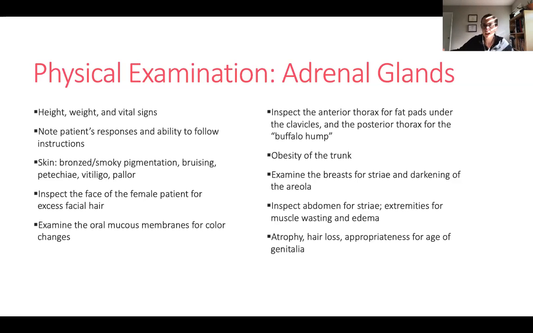If they're having disproportional weight, so if all of their weight is concentrated in their trunk, if they have striae on their breasts or darkening of the areola, or striae in their abdomen or in their legs. And then are they having hair loss, and then the appropriateness of their genitalia for their age.